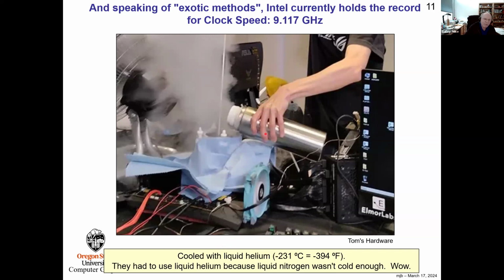While they were cranking up the clock speed, they were pouring liquid helium onto the chip. Now, this presents some interesting possibilities. You could overclock your games and just have one of your friends sitting there pouring liquid helium on it. Why didn't they use liquid nitrogen for this? Liquid nitrogen is actually not cold enough. They needed liquid helium to make this happen. Interesting fun fact, nothing useful for us about that.